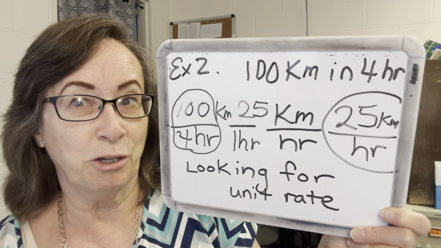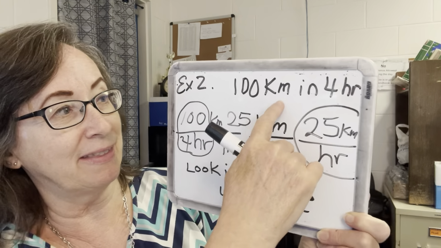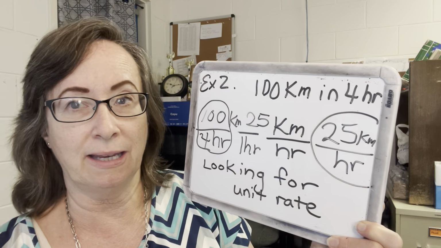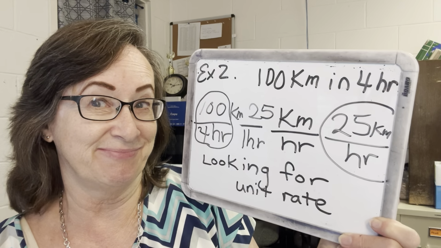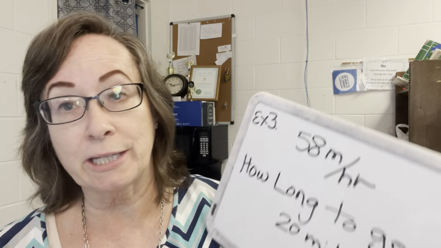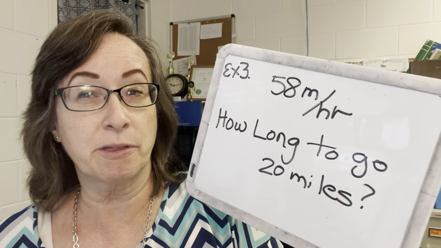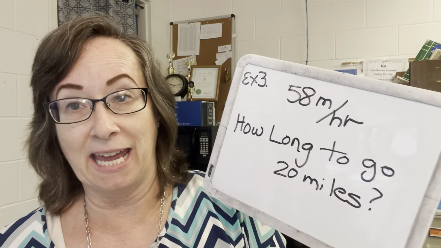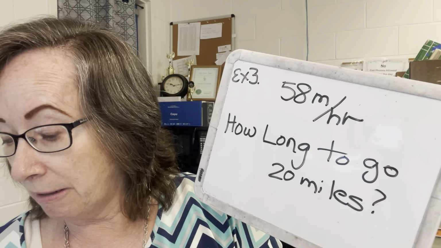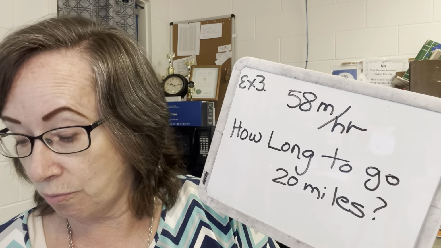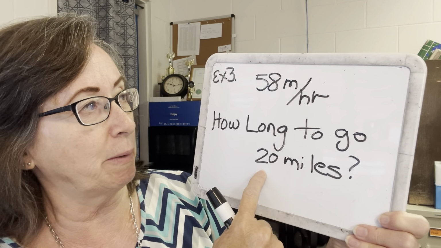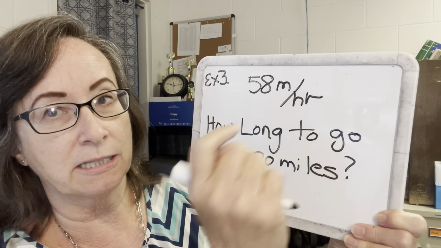So you're basically just writing this down in fraction form and simplifying it to get 1 in the denominator. That's all there is to it. Okay, example number 3. Looking in your book, example number 3 reads, traveling at an average rate of 58 miles per hour, about how long would it take a car to travel 20 miles? Okay, so 20 miles is how far we want to go, 58 miles per hour.